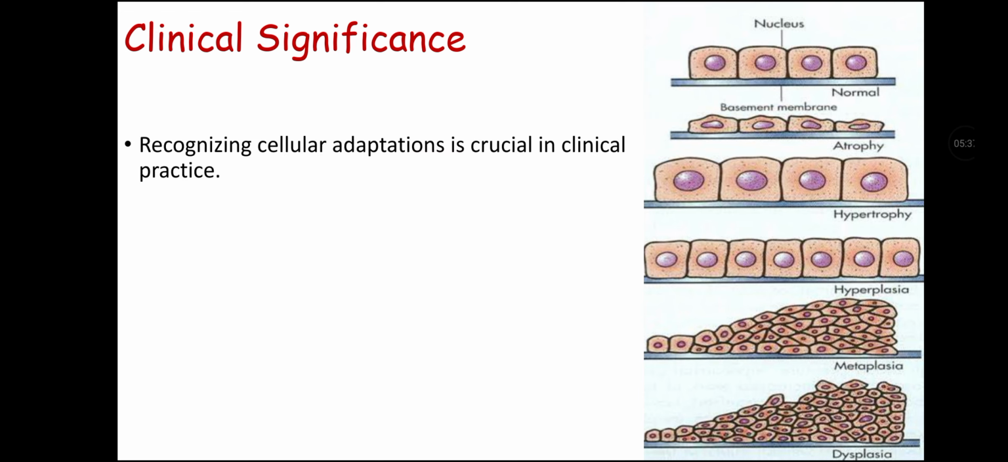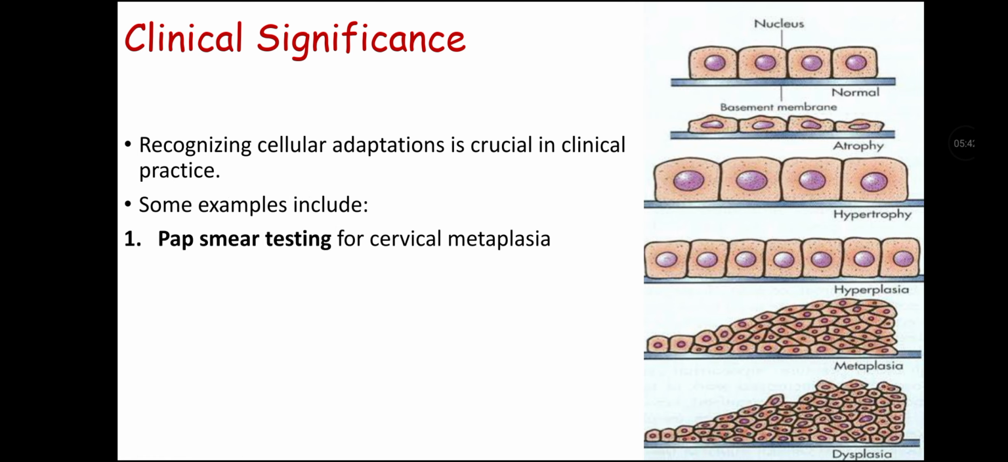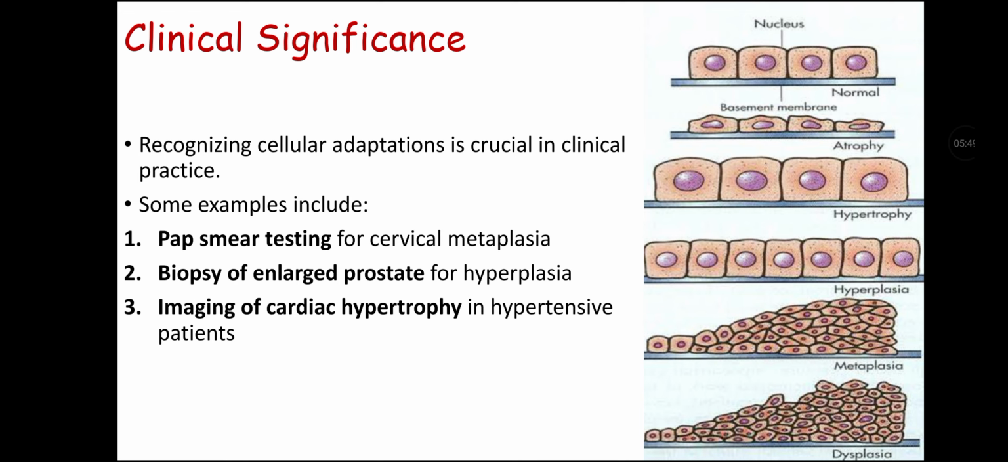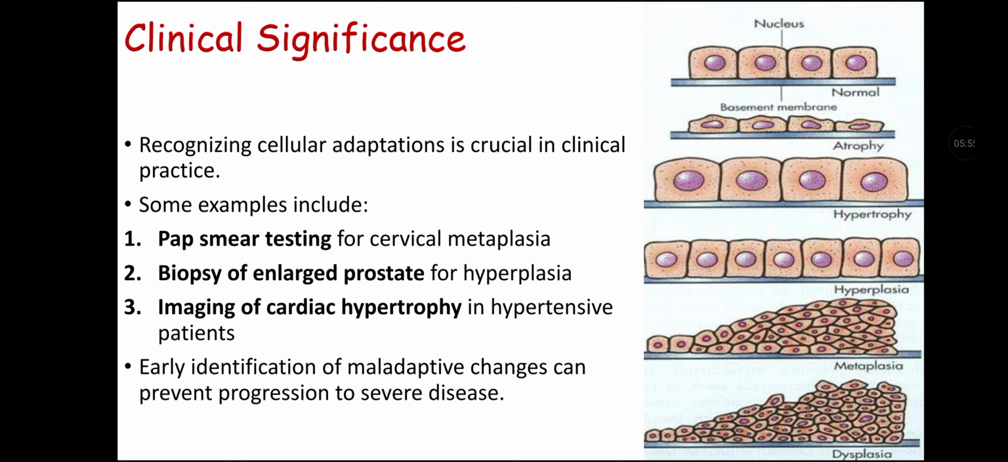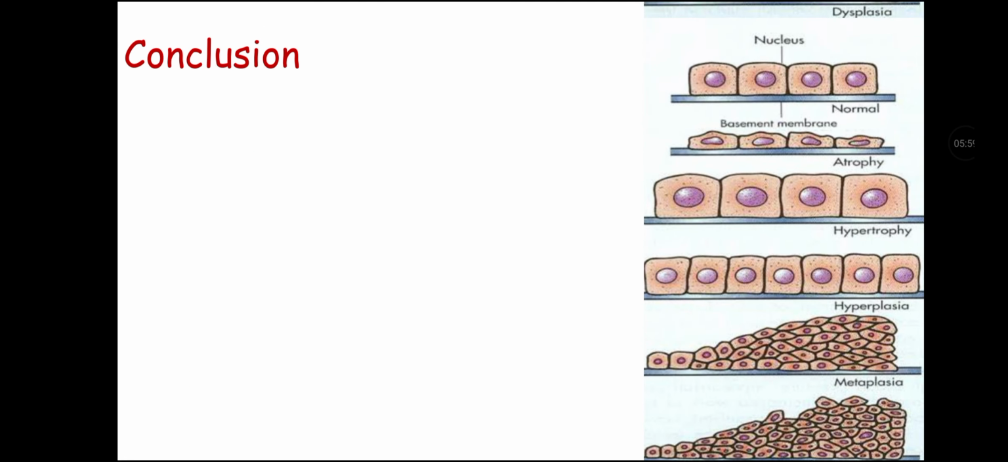Clinical significance. Recognizing cellular adaptation is crucial in clinical practice. Some examples include pap smear testing for cervical metaplasia, biopsy of enlarged prostate for hyperplasia, and imaging of cardiac hypertrophy in case of hypertensive patients. Early identification of maladaptive changes can prevent progression to severe diseases.